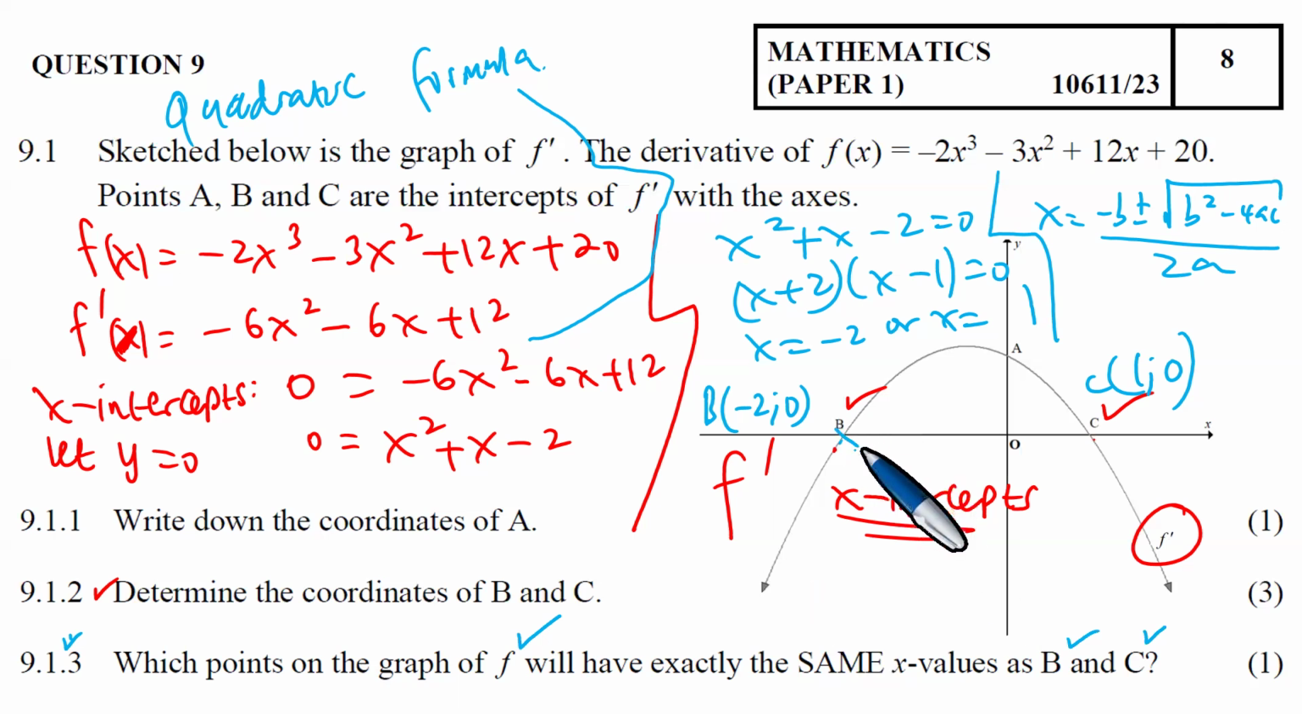These points are like turning points for the graph of f. Which points? Those points are called the turning points. At the turning points, on the graph of f prime, f prime is 0. At this point, f prime is what? It's 0. So which points on the graph of f will have exactly the same x values as B and C? Turning points. Then we move on to the next question.